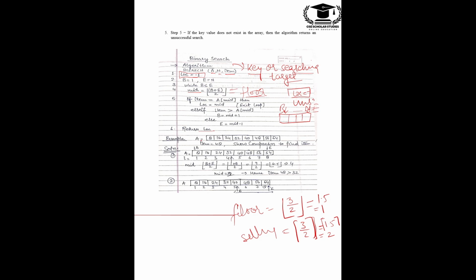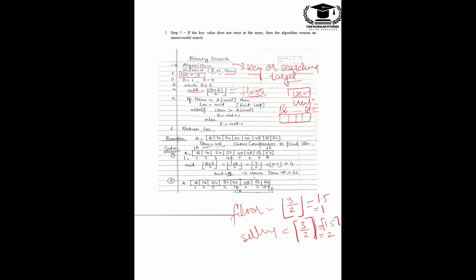Suppose the array is 8, 16, 24, 32. These are the elements in the array, and the item which we want to search is 48. We want the total number of comparisons to find 48. Many times the question asks how many comparisons to perform to search this element in the given array. So let's start. The array is this, and indexing is from 1 2 3 4 5.